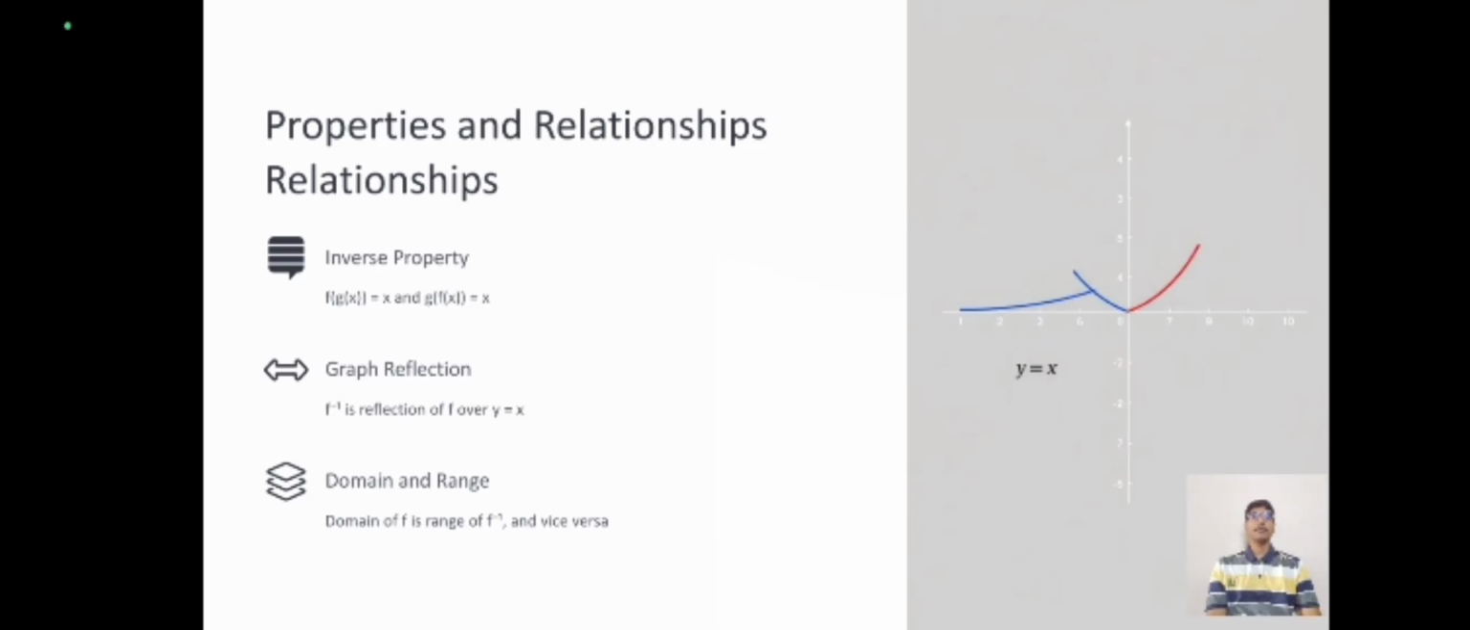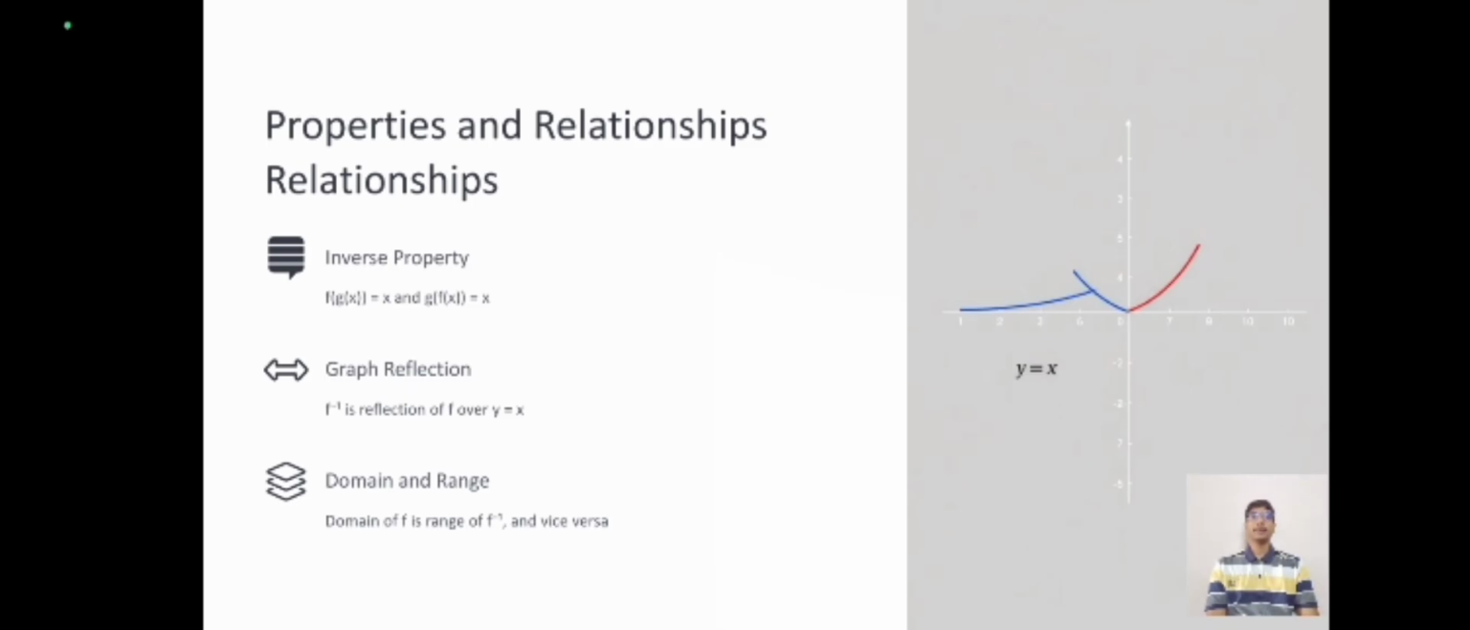And the second one is graph reflection. The graph of an inverse function is a mirror image of the original function across the line y is equal to x. So if you graph both f of x and f inverse of x, you should see a symmetry across the diagonal line. Try this in Desmos or any graphing calculator.